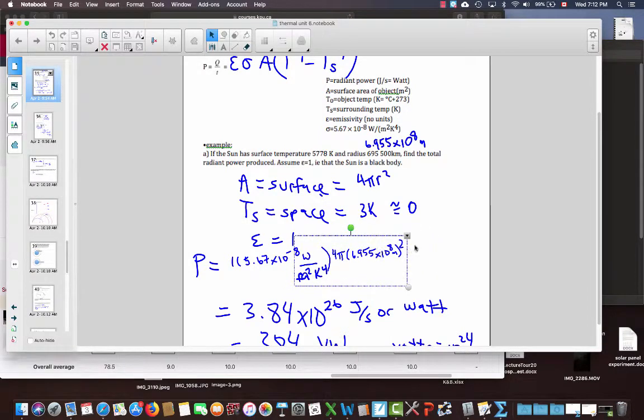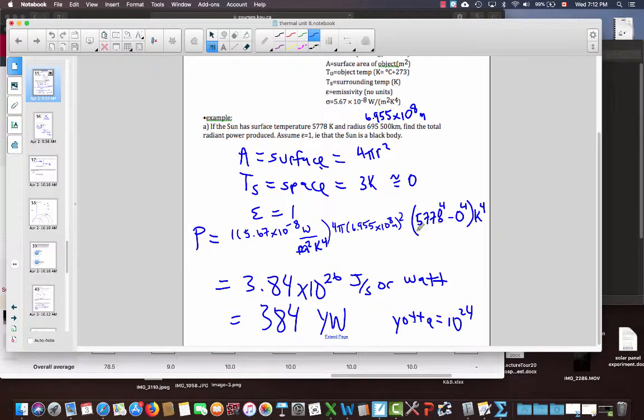Now we need room for the object temperature, 5778 to the power of 4, minus the space temperature, which is about 0 to the 4, and that'll be Kelvin to the power of 4. With the Stefan-Boltzmann law, we have to use Kelvin temperatures. Of course, 273 really doesn't matter too much when you have 6,000, but just the same, it should be in Kelvin. If we punch that through and compute it with units, we notice meters squared and Kelvin to the 4th cancel out, and we end up with watts, or joules per second.